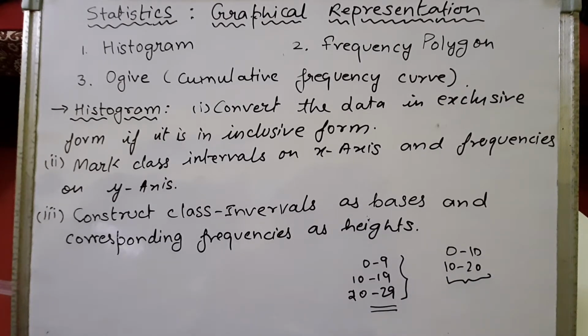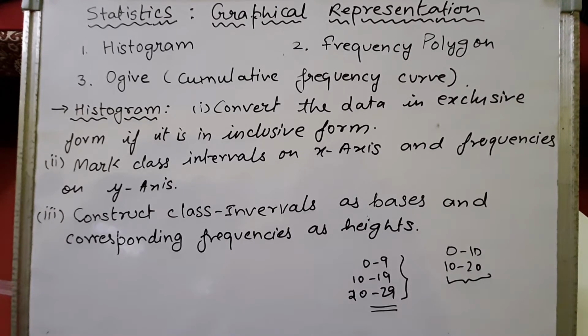Right, children? This is what we are going to do first to draw a histogram. So when inclusive class interval or non-overlapping class interval is given, we convert into exclusive or overlapping class interval. This is the first point that we need to keep in mind before drawing the histogram. Now let's move to the second point.